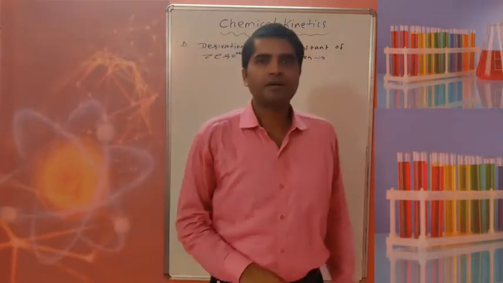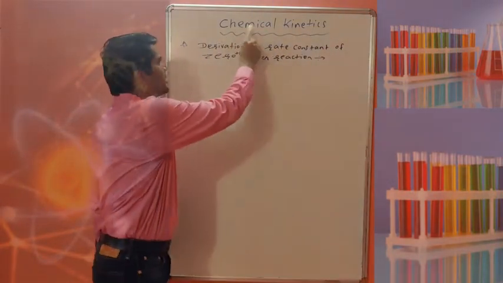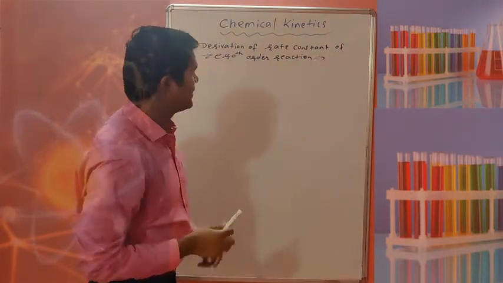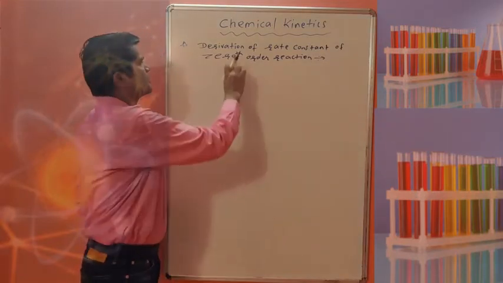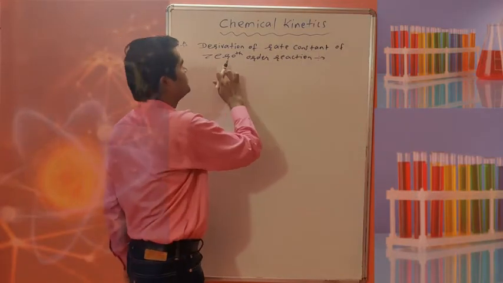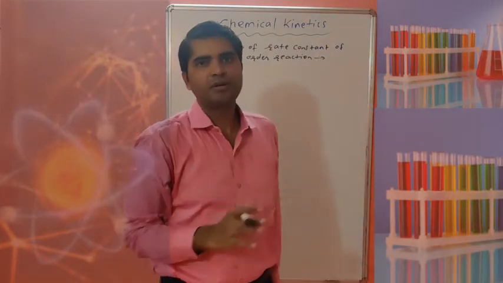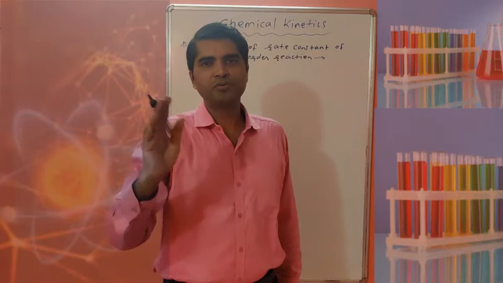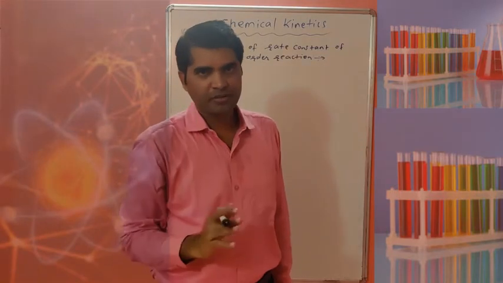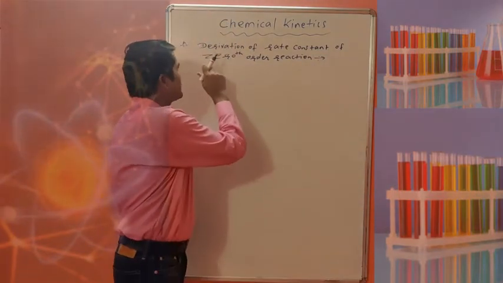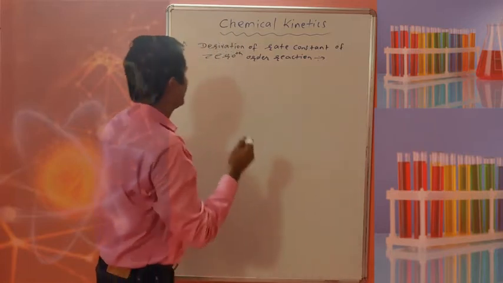Hello friends, we are discussing chemical kinetics, and now the derivation of the rate constant of a zeroth order reaction. Already I have discussed that order can be 0, 1, 2, 3, or a fraction. Now we are deriving the zeroth order reaction.